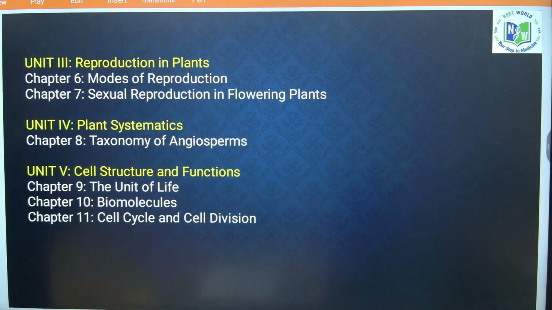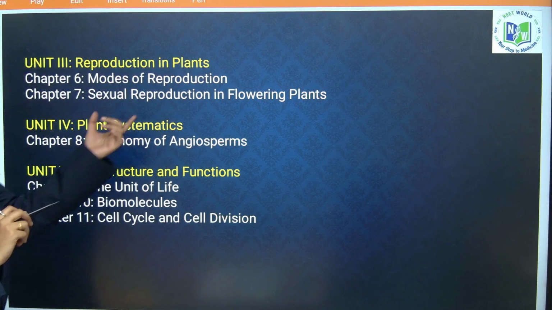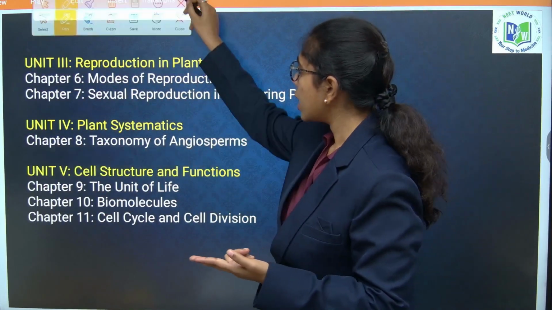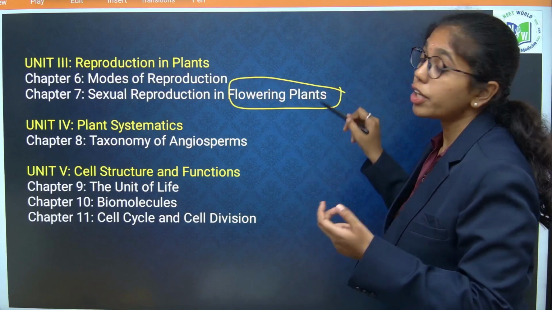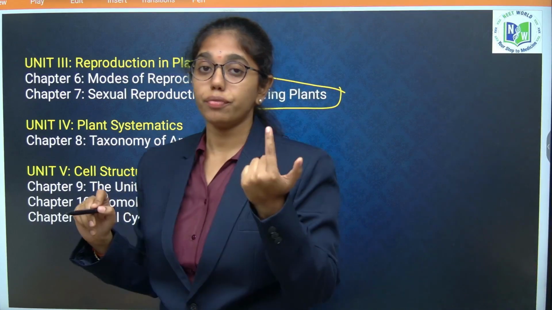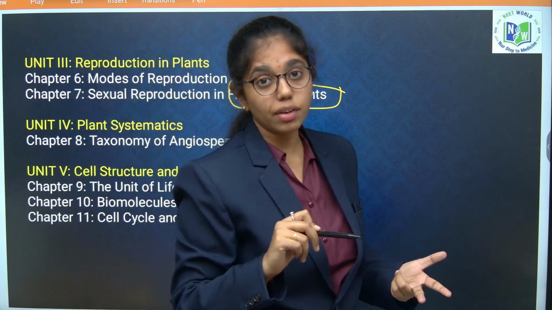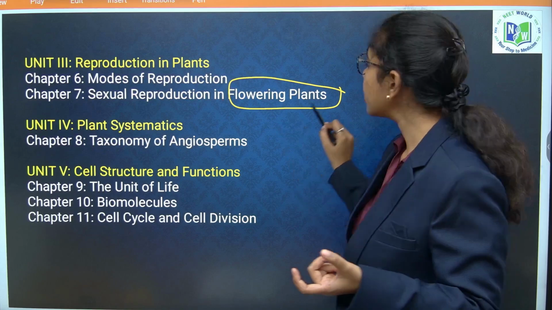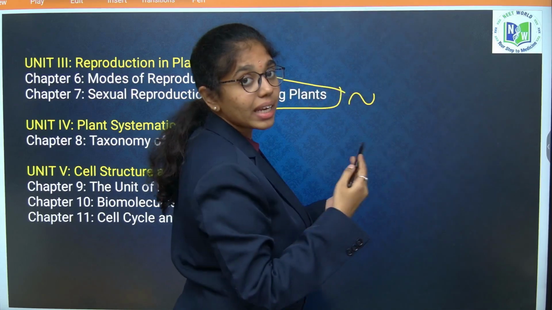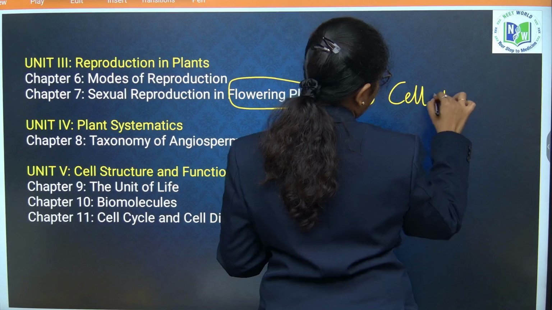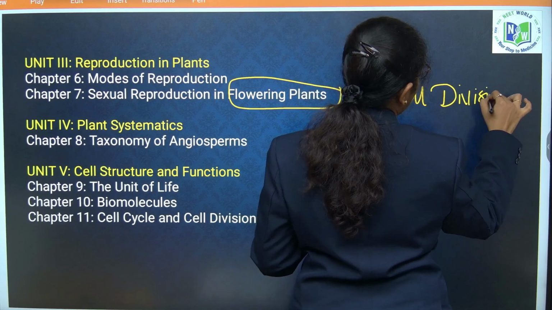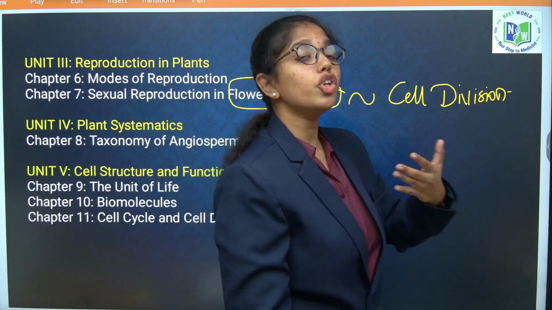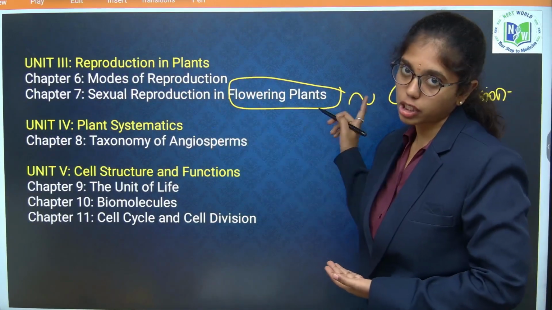Third unit is reproduction in plants, where you will learn modes of reproduction, both asexual and sexual reproduction of all the organisms. Then sexual reproduction in flowering plants, where you will be focusing on pre-fertilization, fertilization and post-fertilization events more keenly. Mostly with respect to sexual reproduction in flowering plants, the questions are asked in alignment with cell division sometimes. Cell division based on the ploidy. Sometimes numerical questions might appear connecting these 2 chapters.